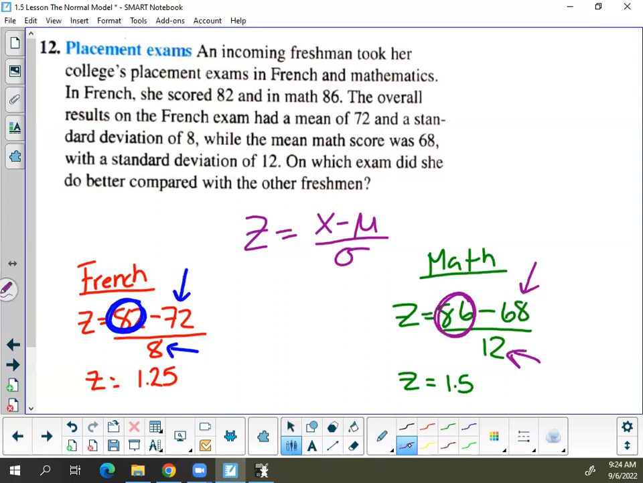And so you could say that the math score was higher, but we can't really compare a math score to a French score. But when we standardize them, when we find the z's, we can compare them, and we can see that the z-score for the math exam is higher. That means that the score on the math exam was 1.5 standard deviations above the average score, whereas for the French exam, we are 1.25 standard deviations above the average score. And so this person did better compared to their peers on the math test, not just looking at the raw score, but looking at the standardized z value.